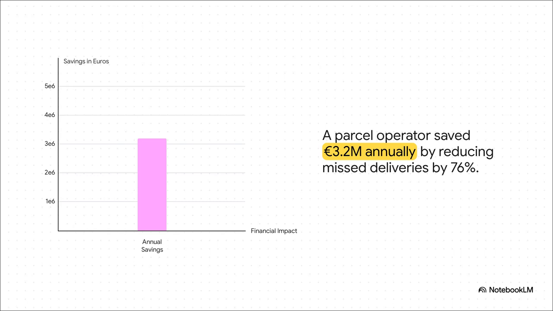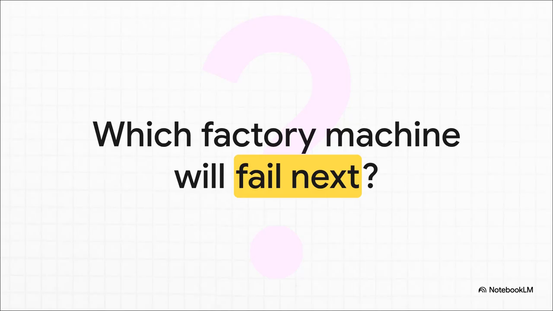And the financial impact is just huge. By using this temporal view, one parcel operator was able to cut their missed deliveries by 76%. The result? A savings of over 3 million euros every single year. This ability to trace cause and effect over time is just so powerful.